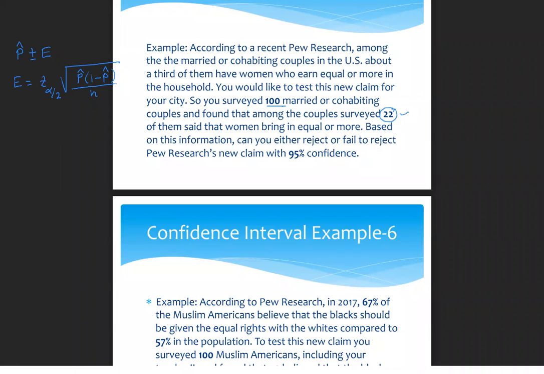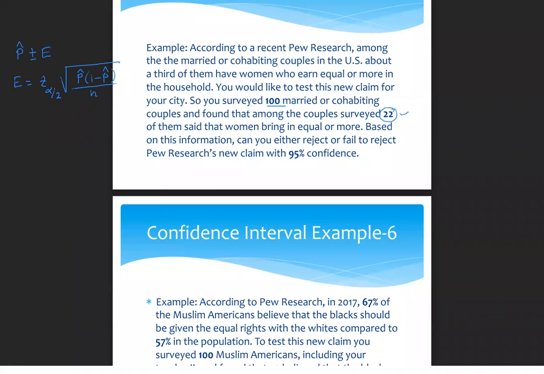Okay, a third of the households, you can think of it that way. Now you wanted to test it and you went into, let's say, your city, and you collected data from 100 couples and found that among those couples, 22 of them were households where women make more money than the men do, or equal to. So now based on this, you need to create a 95% confidence interval. So just write down the pieces of information.